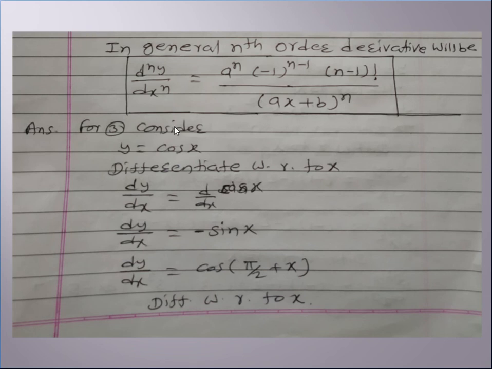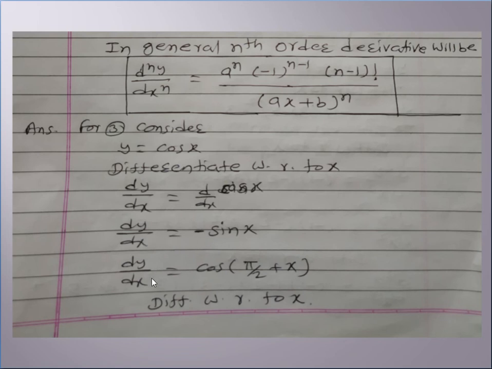Now we see the answer for the third example. Now consider the given function as y, that is y is equal to cos x. Now differentiate this equation with respect to x. Therefore, we get the derivative of y, dy upon dx equal to d by dx of cos x. That is dy upon dx equal to, the derivative of cos x is minus sin x.